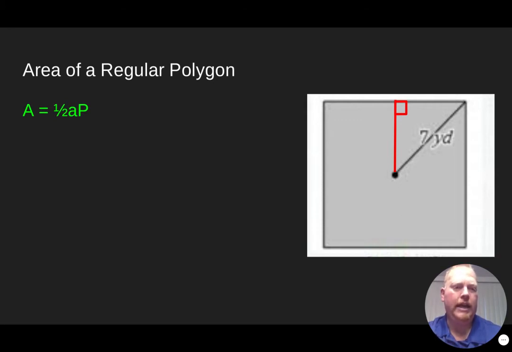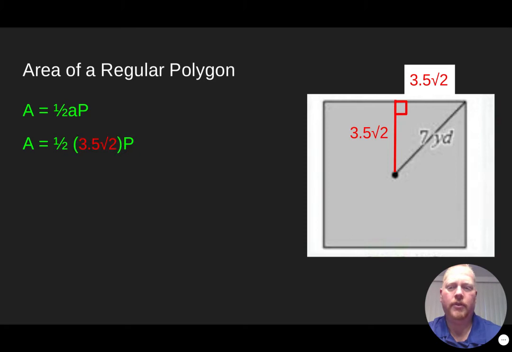So in that 45-45 right triangle, that 7 is the hypotenuse. It doesn't have square root of 2 on it. So you may recall the way we get the 2 legs is we cut that hypotenuse in half and then slap that square root of 2 right on there. So I know that the apothem and that other part of the triangle is 3.5 times the square root of 2. Okay? So now I know the apothem. I can go ahead and just plug that in the formula.